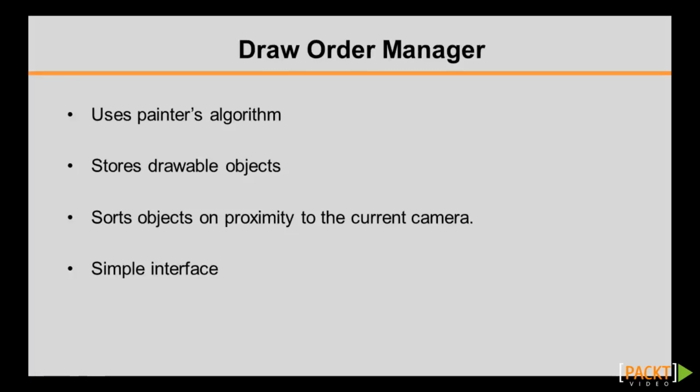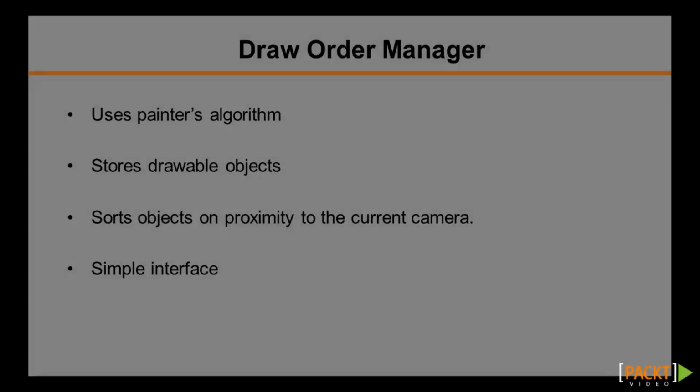The Draw Order Manager will contain a collection of drawable objects, but not necessarily all of them. We'll be able to add and remove objects just like any other collection. We'll then sort objects per update call based on the proximity of the object to the current camera. And this way we'll see our scene come alive with overlapping objects and a different perspective. So now that we've talked theory, let's look at the code.